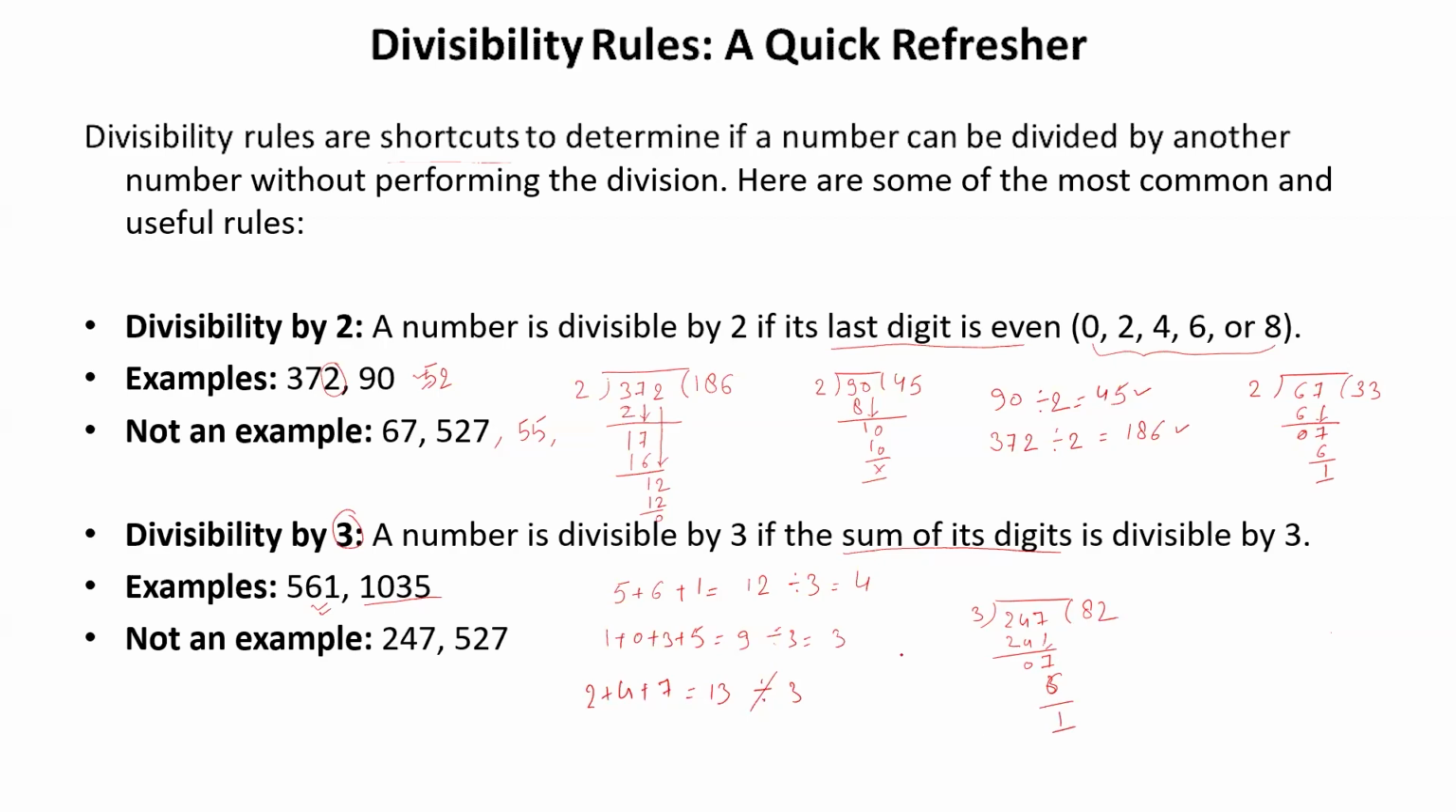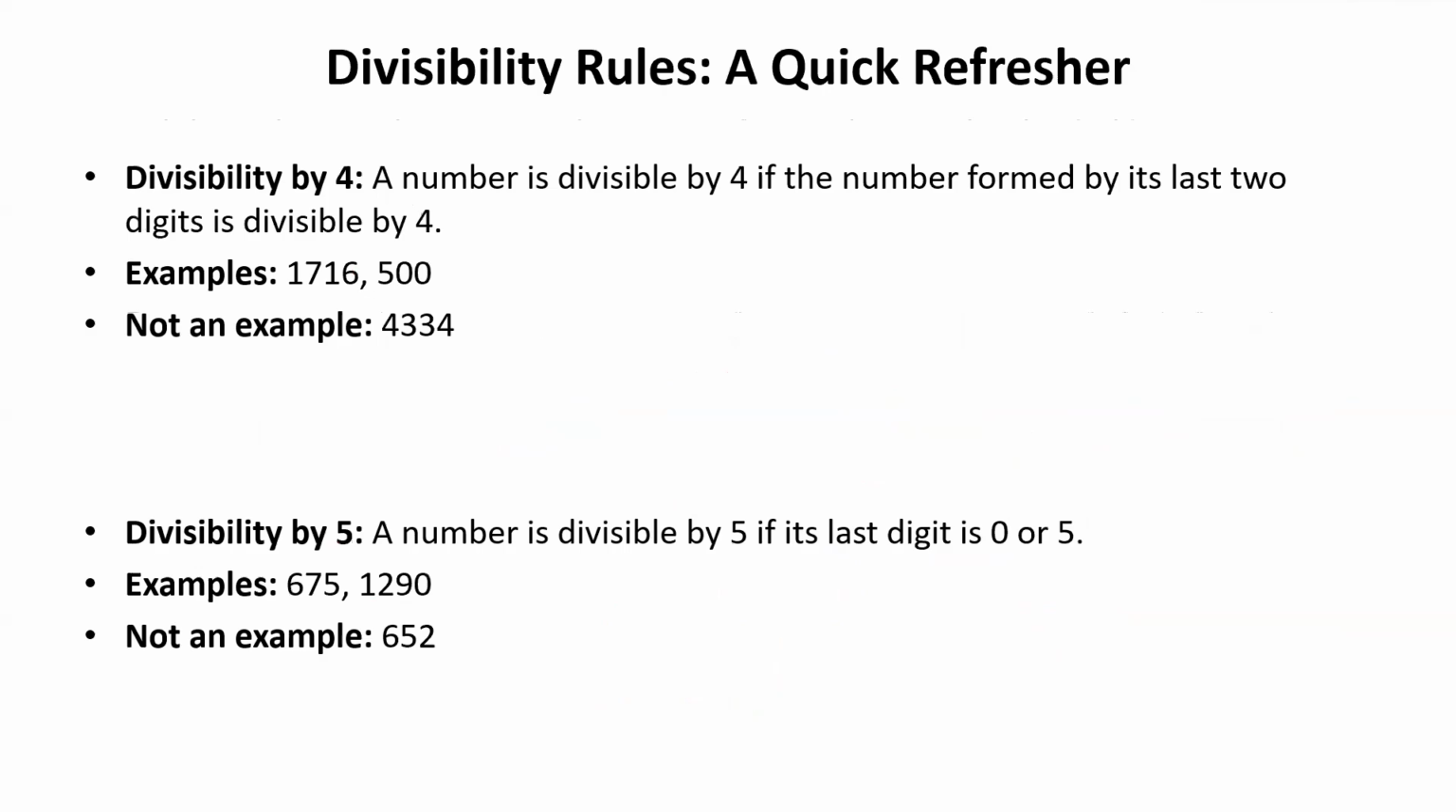So a number is divisible by 3 if the sum of the digits is divisible by 3. That is a very short, quick and interesting rule, isn't it? Next problem. Next number is 4. How will you check whether a given number is divisible by 4?